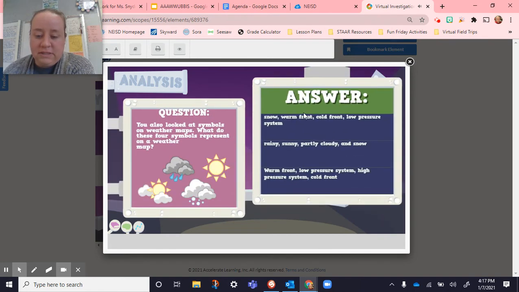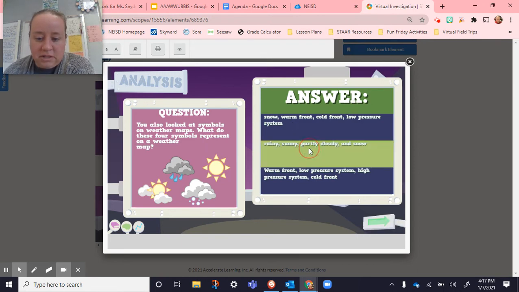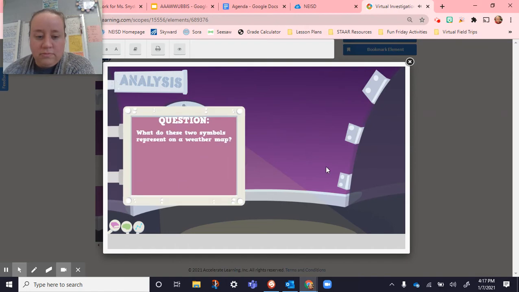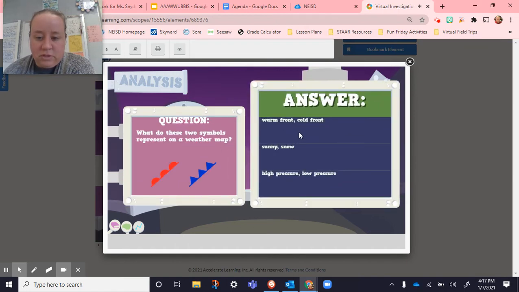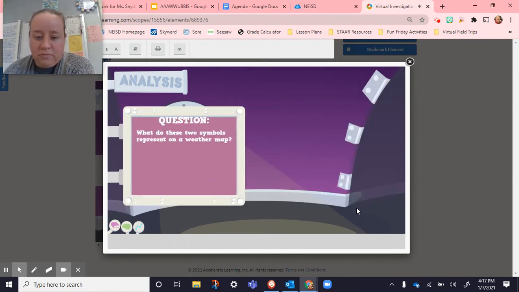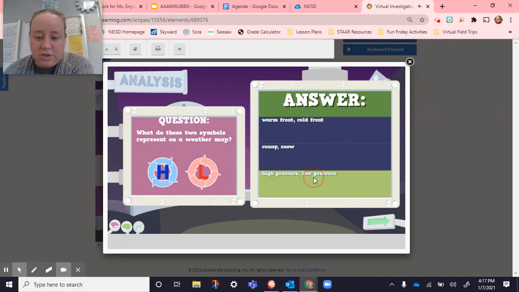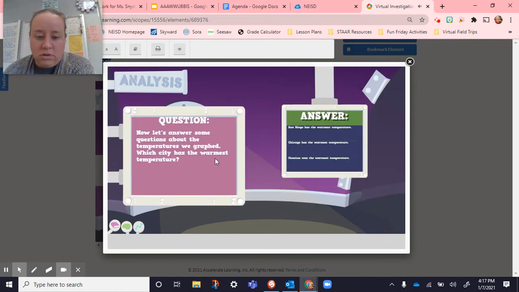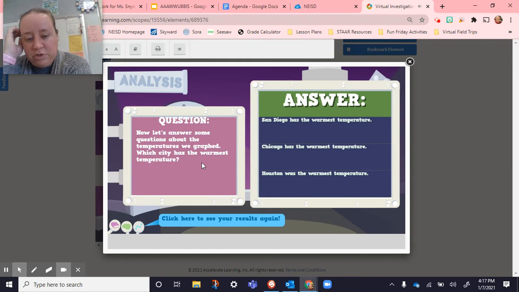All right, so we looked at symbols. If it's snow, it says, what do these four symbols represent on a map? Rainy, sunny, partly cloudy, and snow. What do these symbols represent? Warm and cold front. What are these? High pressure, low pressure.